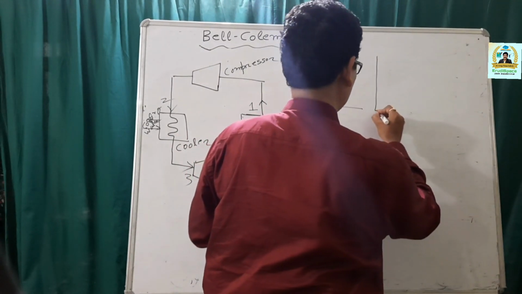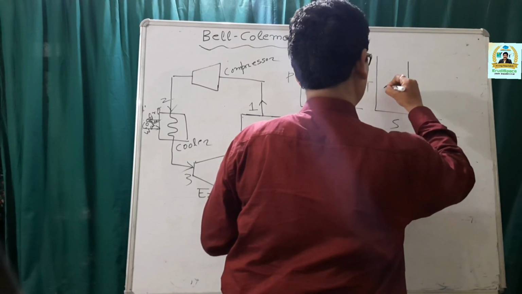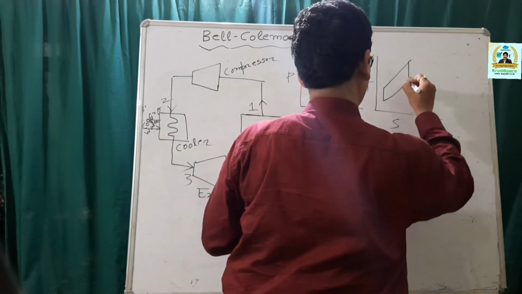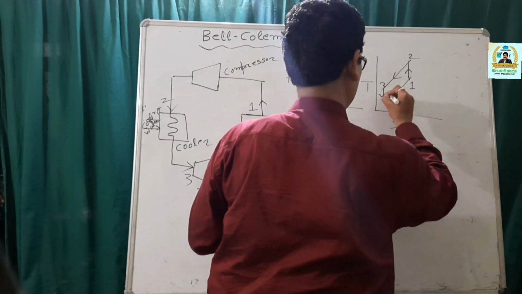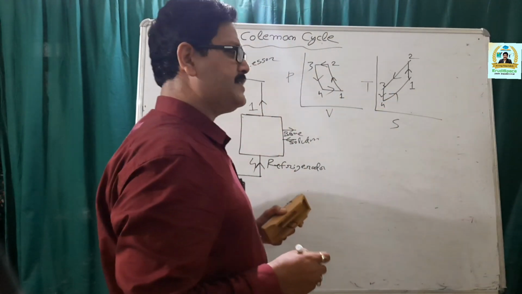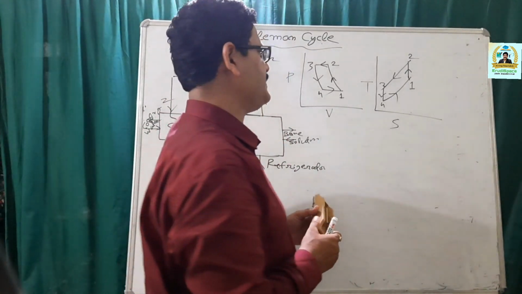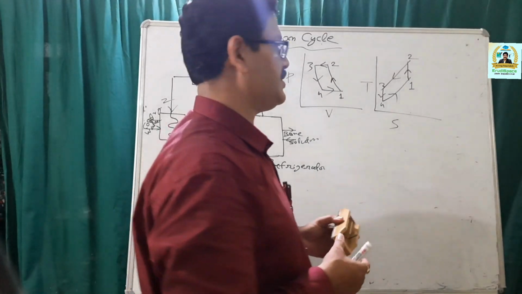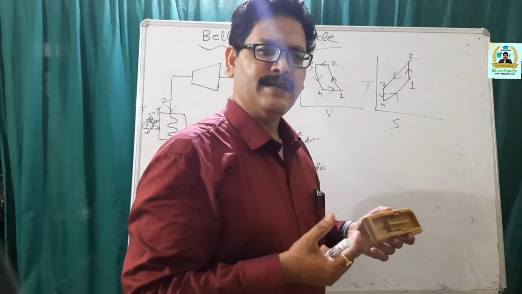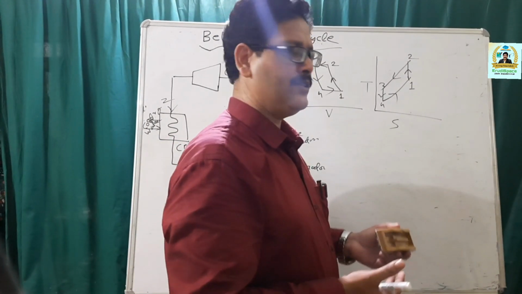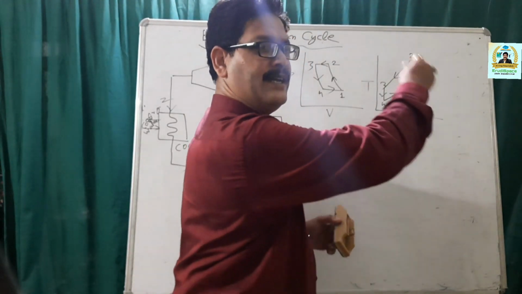This is the PV, and you have a TS diagram also. 1, 2, 3, 4. So we can see that two of the processes are isentropic processes and two of the processes are constant pressure or isobaric processes. This is the same when you compare the processes with that of your Joule or Brayton cycle, but the processes are actually reversed.